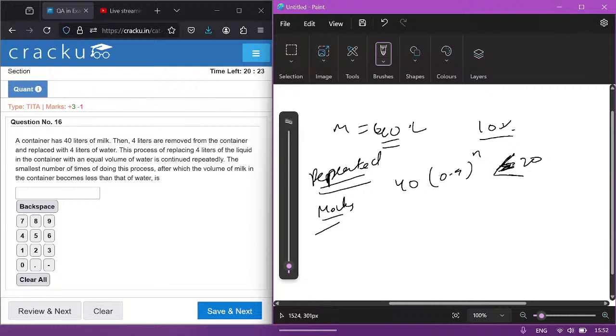So this should be less. This should be the sign. So you have to find n. We can just do it by calculator. I'm using my calculator now. I'll just multiply 0.9 to all the answers till I get the answer.